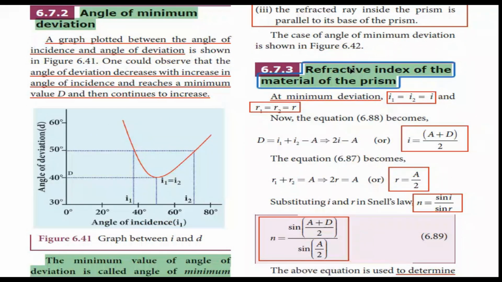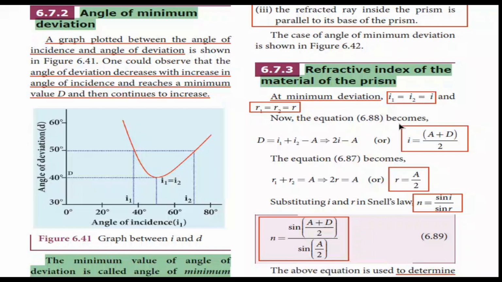Then we will consider about the refractive index of material of the prism. How to find out the refractive index of the prism? By knowing the angle of minimum deviation. And at minimum deviation we know that I1 is equal to I2 equal to I, and the angle of refraction R1 is equal to R2 equal to R.